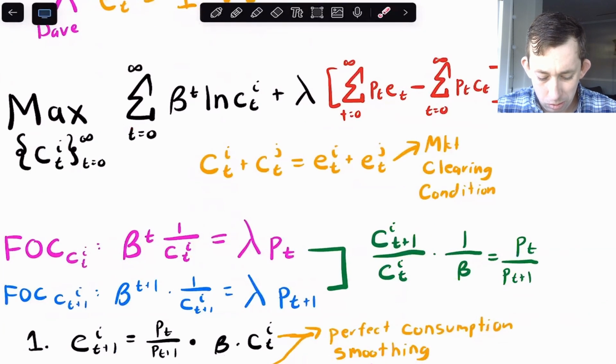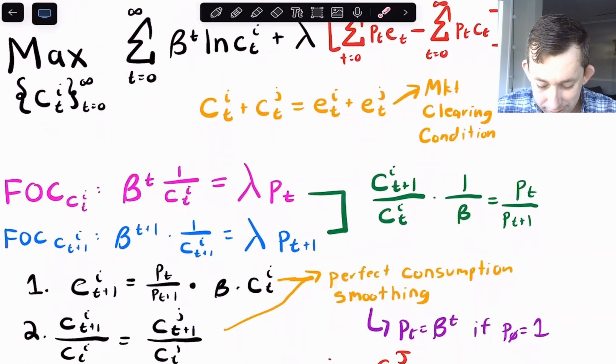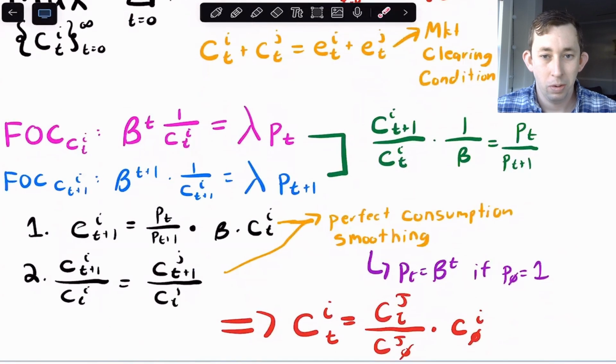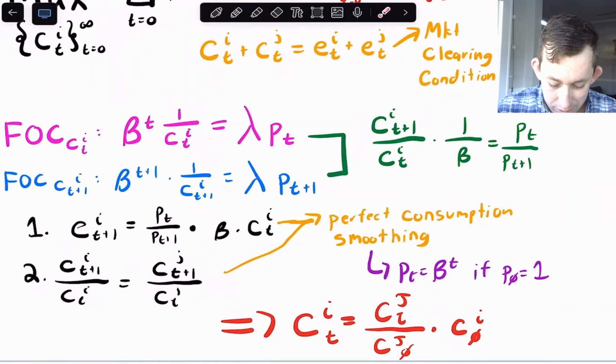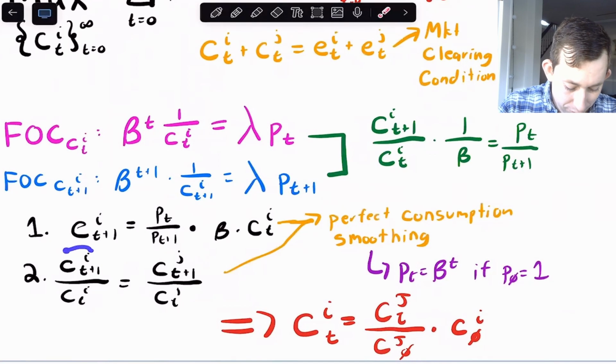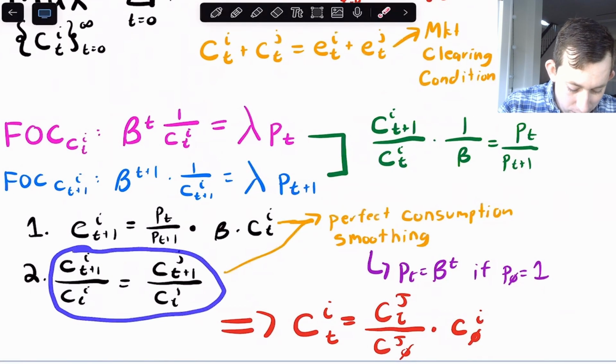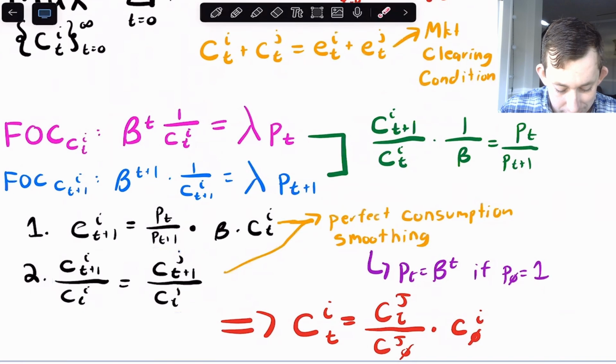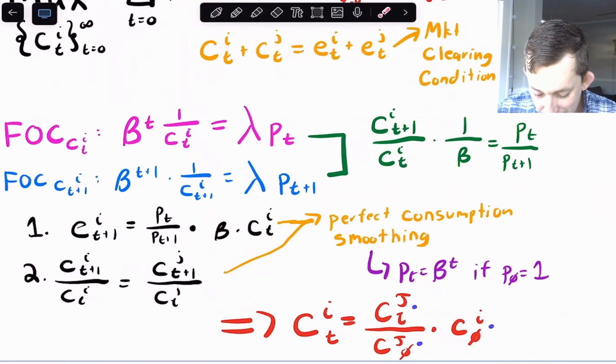So just like normal, we're going to set up our maximization condition for each person. And we've shown several times that with this utility function, we are going to get to the point where we show that both people are consumption smoothing because of their Euler equation. And so we are also going to get that prices are BT. So notice that from this Euler equation, where we're just saying that the marginal utility ratio between Bill and Dave is the same, we can write that CIT is equal to CJT over CJ0 times CI0.